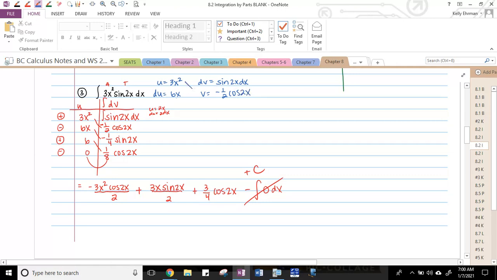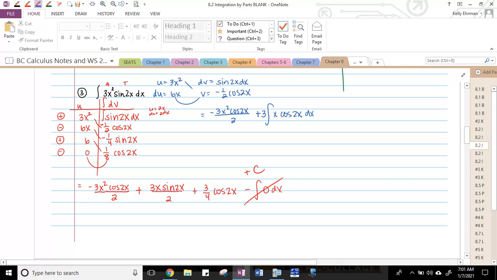All right, what if we were setting it up the traditional way? Then my answer would start out negative 3x squared cosine 2x over 2. So I have that same first term. And then it's minus the integral. Now, minus the integral of what? 6x times negative 1/2. Why don't we pull the constant out of this? 6 times negative 1/2 is negative 3. And the minus is built into the formula, so that's going to become plus 3. Then I have x cosine of 2x dx.